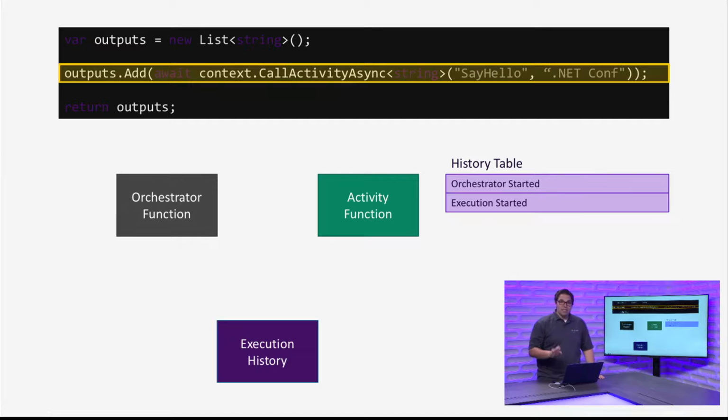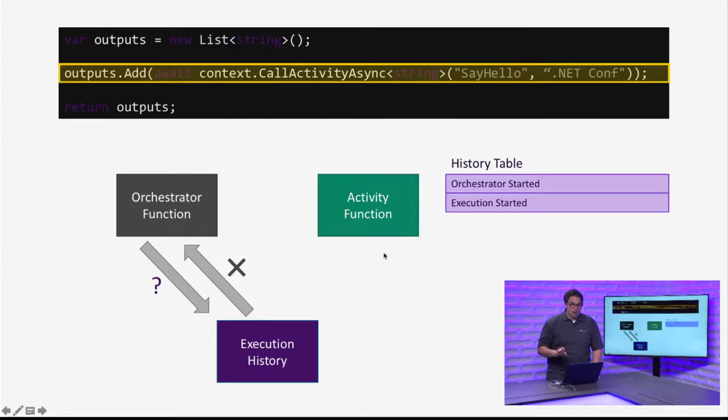Now what happens here is instead of just automatically calling the activity function, the orchestrator function is actually going to go to the execution history. I visualized it here with this log. It's going to look in the logs of the state of this function, and it's going to say, hey, have I already done this? Did I already tell say hello to .NET-Conf? Did I already do this piece? And in this case, the execution history is going to be like, no, you haven't done this yet.